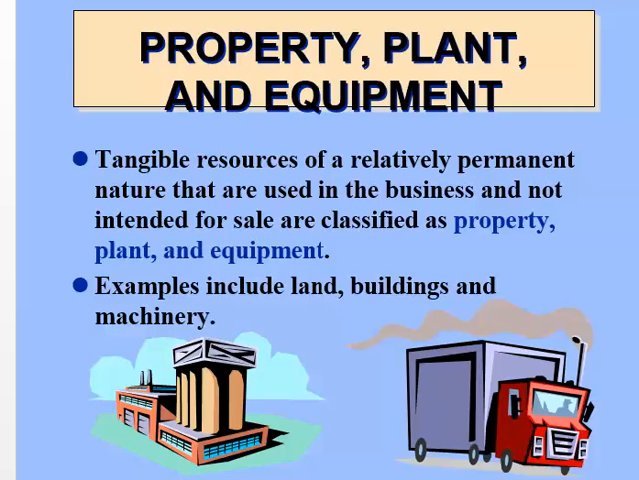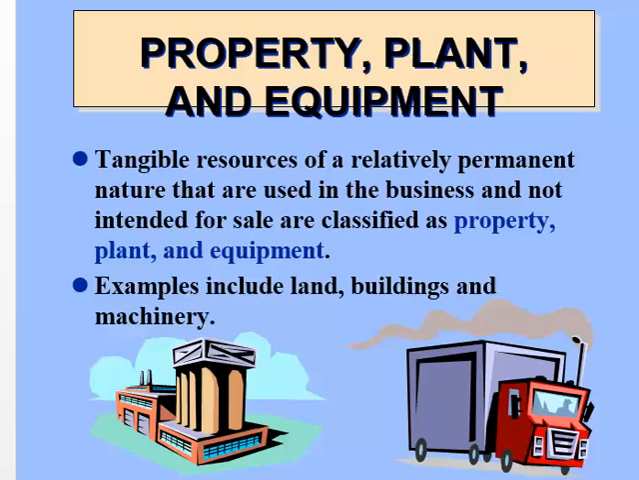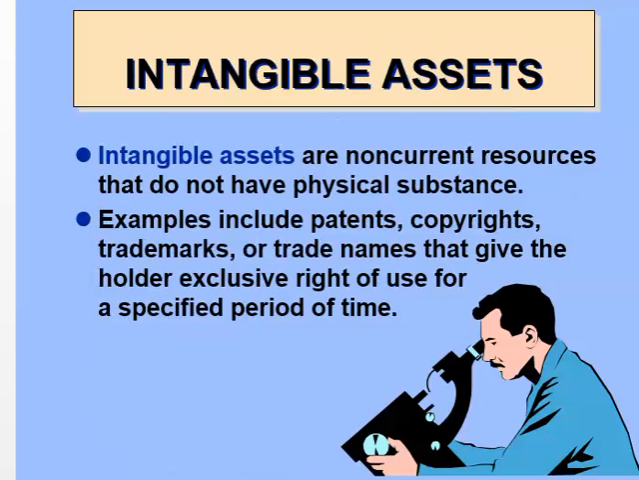Property, plant, and equipment is also a big category of our long-term assets. You may hear that referred to also as PP&E, your property, plant, and equipment. Those are land, buildings, and machinery. They last obviously longer than 1 period. Intangible assets are assets that don't have any physical substance. You can see patents, copyrights, and trademarks are all included under the intangible assets section.